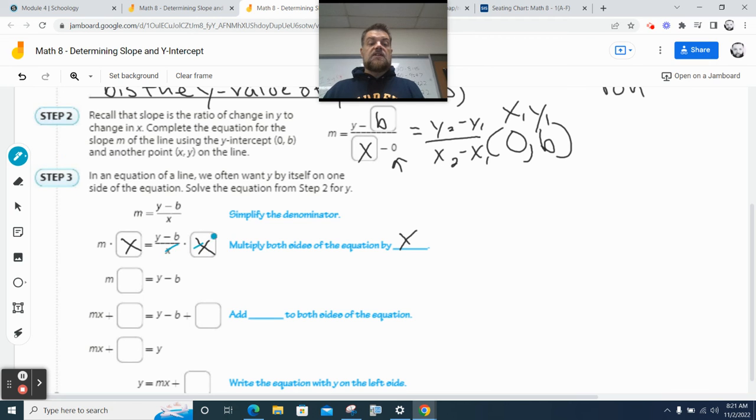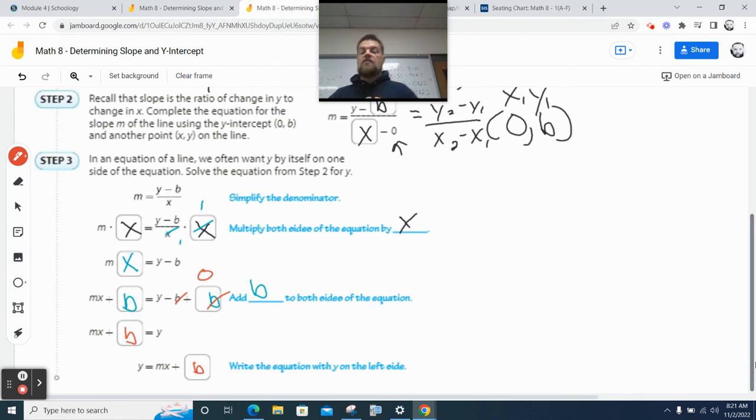Okay? Now this x will cancel with this x, right? Because x divided by x is just 1. And so I've got m times x, so that'd be mx equals y minus b. So then I want to add b to both sides. When I do that, negative b plus b equals 0. And I'm left with mx plus b equals y, or y equals mx plus b. That's the derivation. We made it look like that. Does that make sense? Yes.